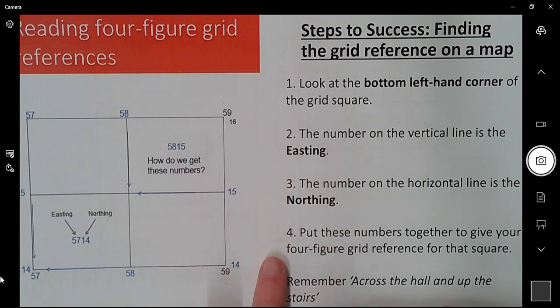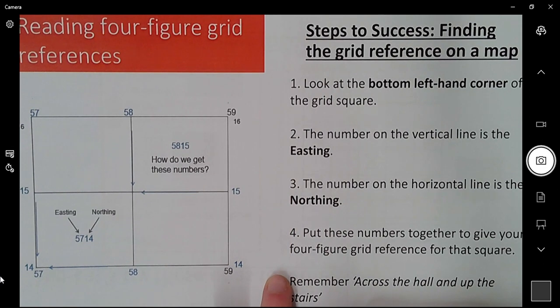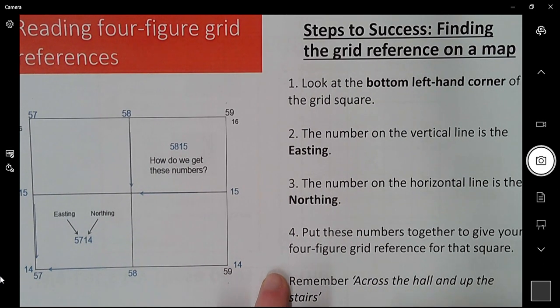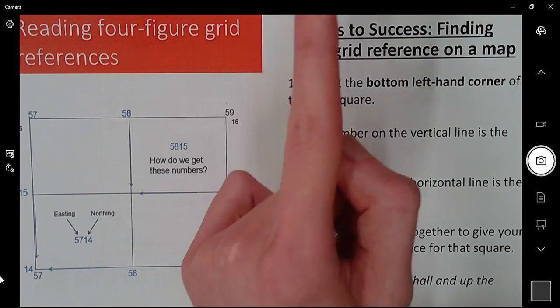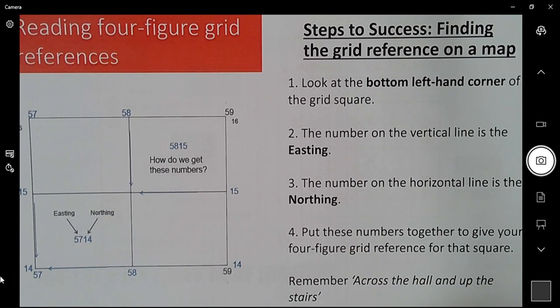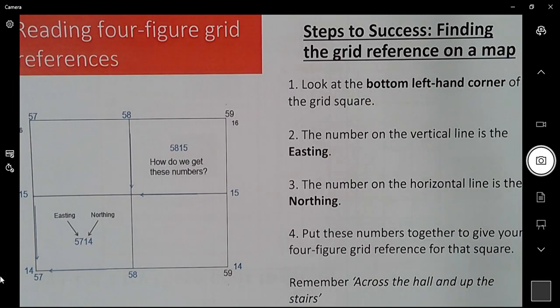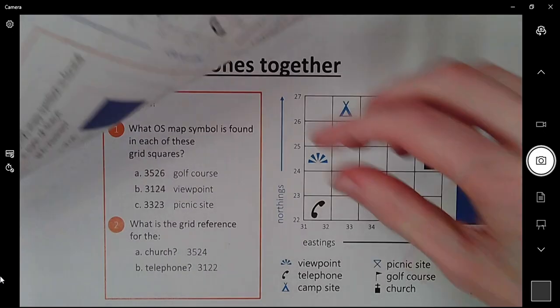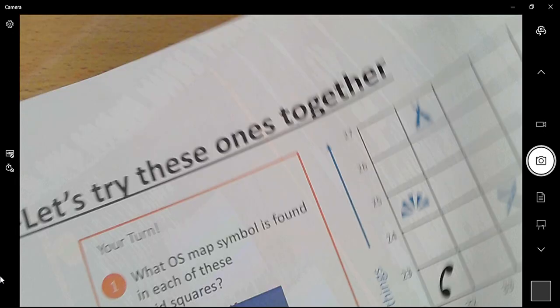If you'd like to pause the video here and have a look at them, then do. But the main little cheat of skipping our steps to success is think of easting, think of northing, going across and up, across the hall and up the stairs. One more time. Across the hall, up the stairs. Your turn? Very good. Okay, so now we're going to try some of them together.